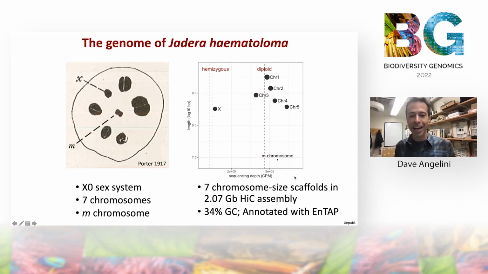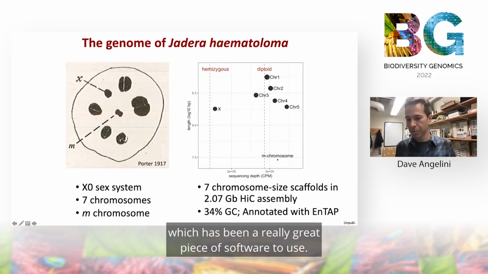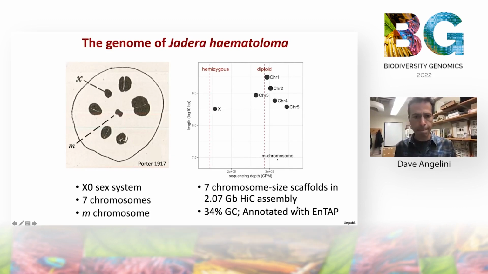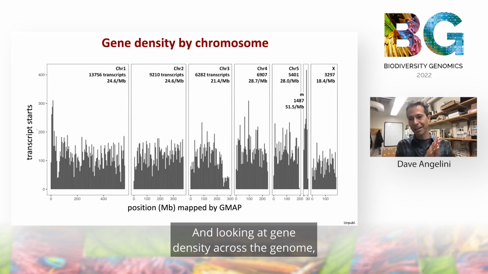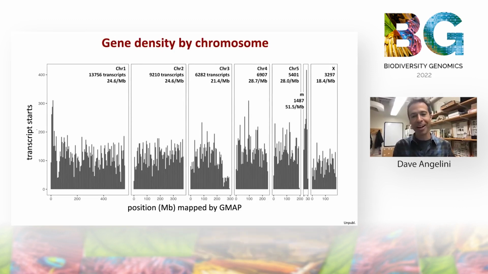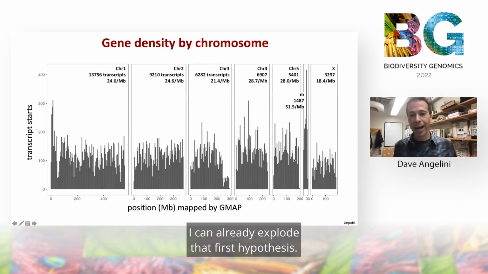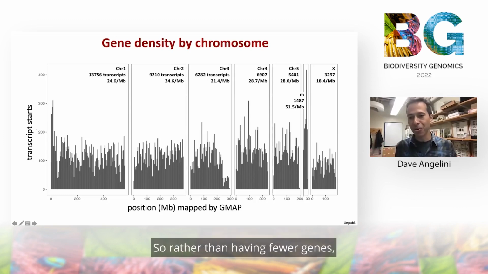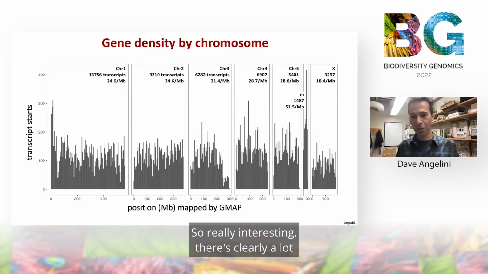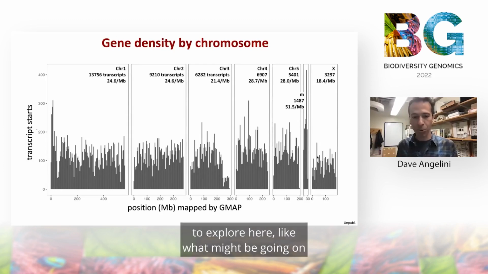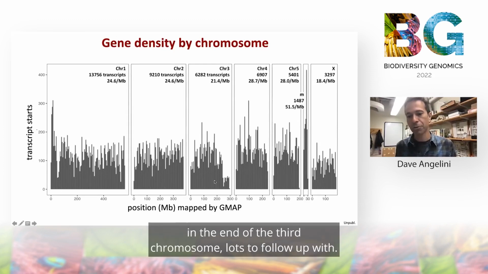been published. But we have some annotation based on NTAP, which has been a really great piece of software to use. And looking at gene density across the genome, just using transcript start sites. So this is using our transcriptome and just mapping using GMAP, I can already explode that first hypothesis. So rather than having fewer genes, the M chromosome appears to have about twice as much gene density as the other chromosomes. So really interesting. There's clearly a lot to explore here, like what might be going on at the end of the third chromosome. Lots to follow up with.